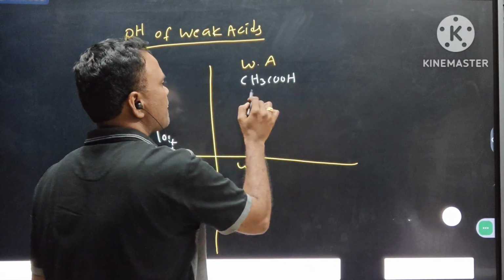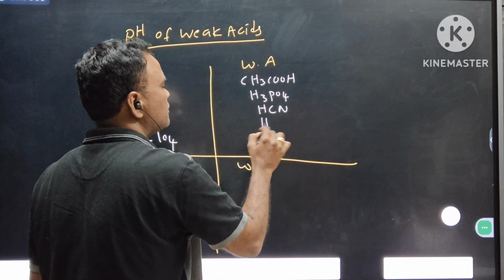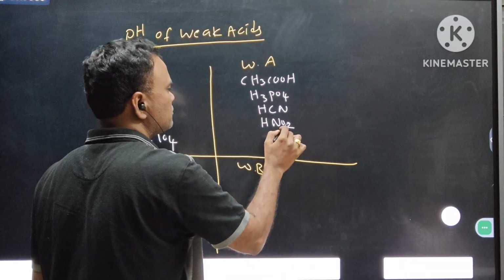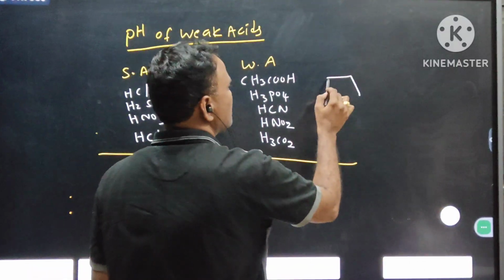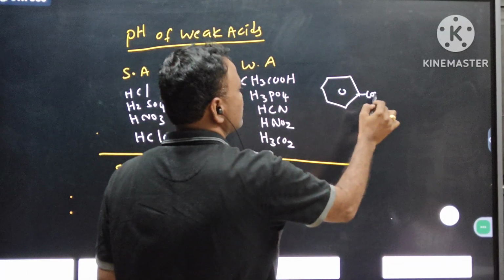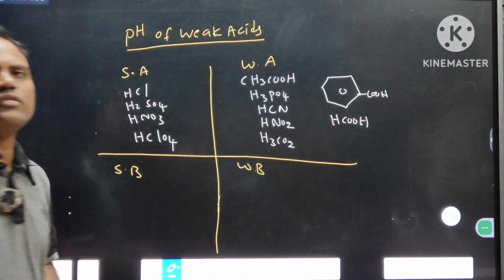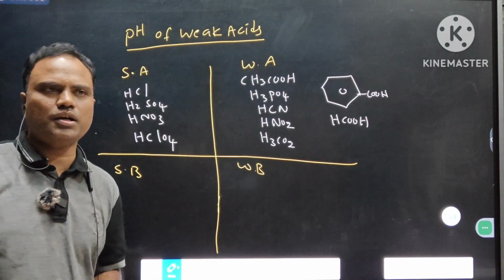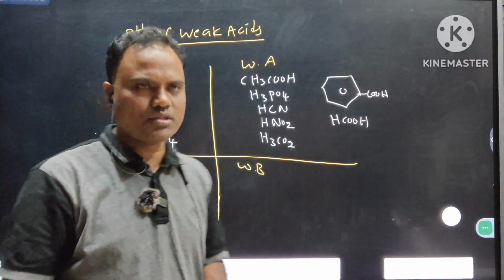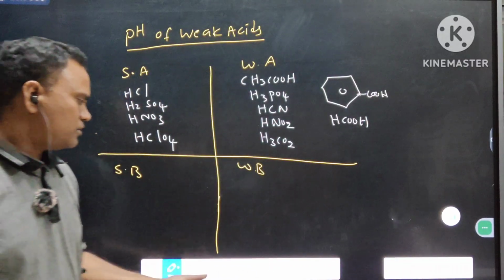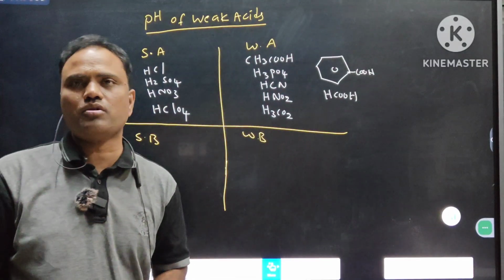Acetic acid, H3PO4, HF, HNO2, H2CO3, all are very important. Organic acids like benzoic acid and formic acid. Organic acids are considered as weak acids. If you do not have an idea about the strong and weak acids list and the weak bases list, you may face difficulty in buffer solutions and in the salt hydrolysis concept.